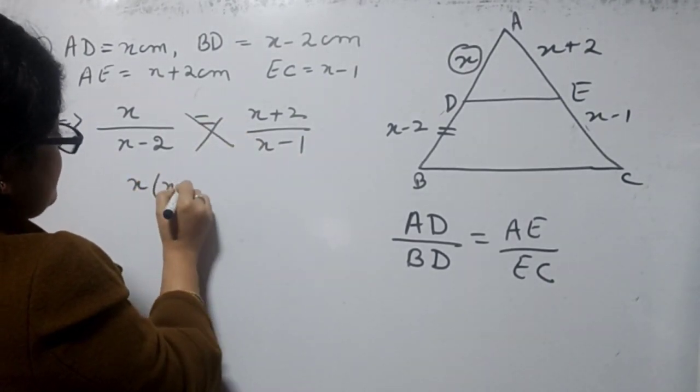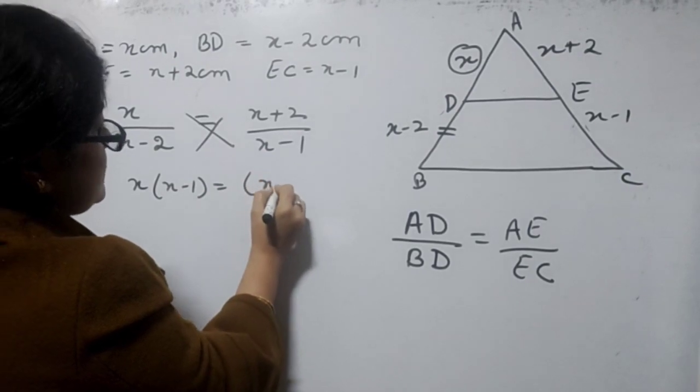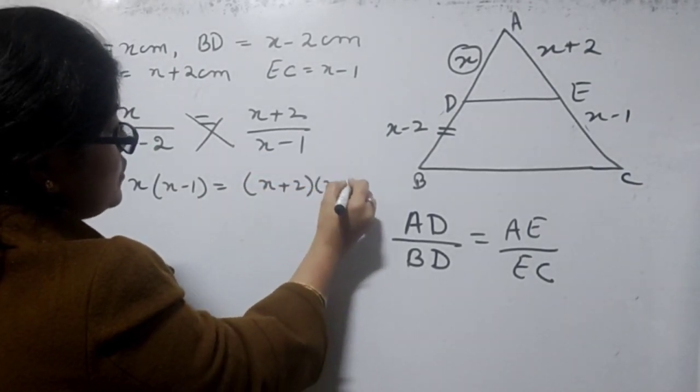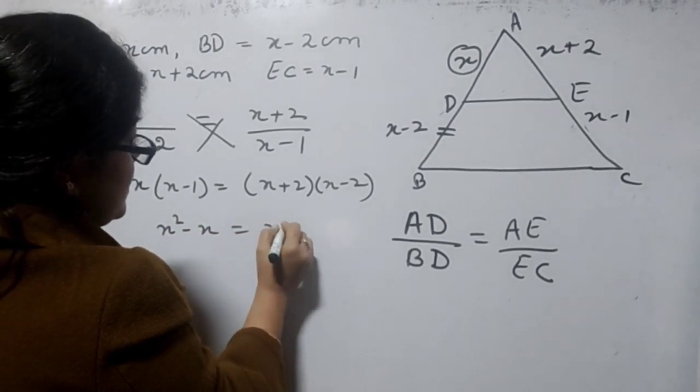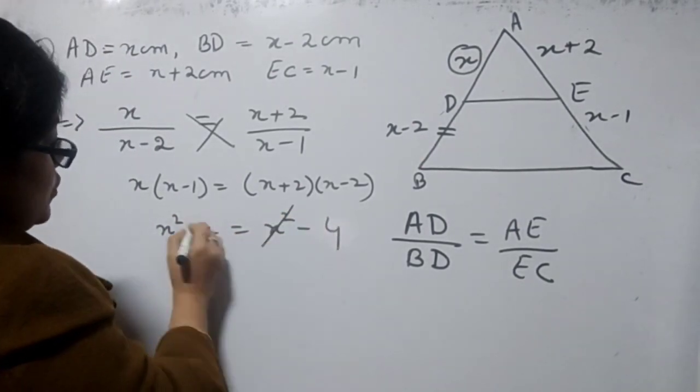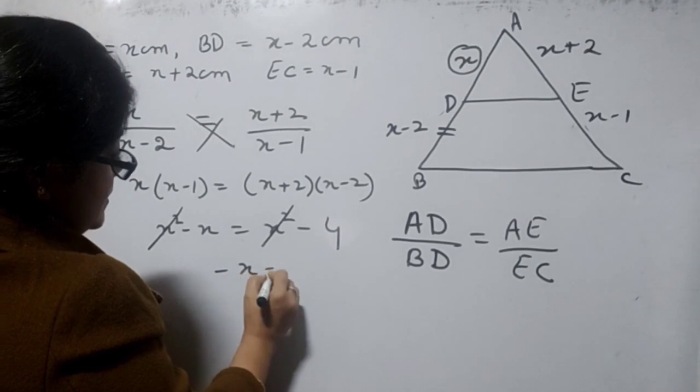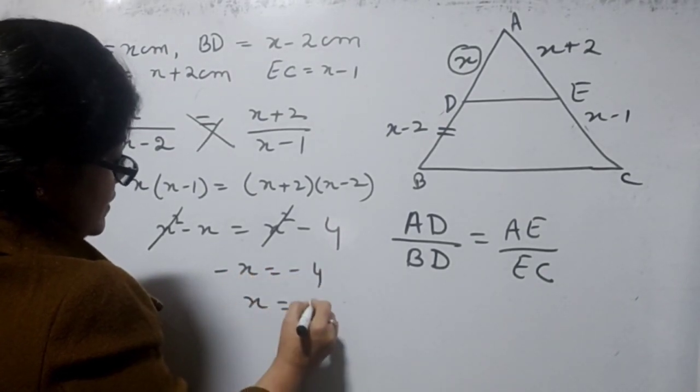We get x minus 1, which is equal to x plus 2 and x minus 2. When we solve it, we get x square minus x. Here we get x square minus 4. Both of them get cancelled. So minus x is equal to minus 4, that is, the value of x is 4.